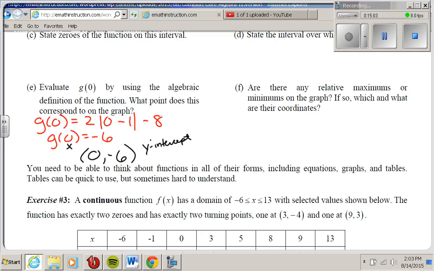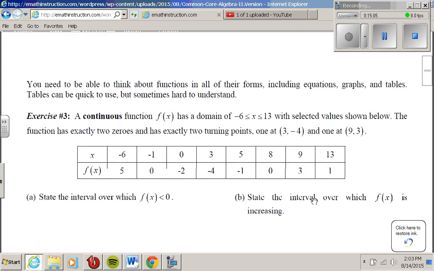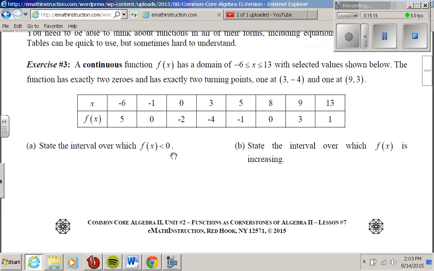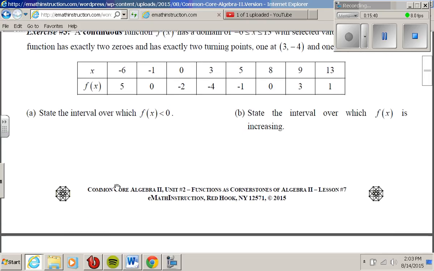We're almost done. I know this is a longer video tonight. Okay, so we also have to be able to look at functions in a tabular form as well, so that you need to be comfortable with this too. This function is a continuous function, which means there's no holes in it, there's no jumps, it's fluid in nature. On the interval from -6 to 13, that's my domain, with selected values shown below. Function has exactly 2 zeros, which means that's where it crosses the x-axis, and has exactly 2 turning points, which means it's going to have a maximum and a minimum. One at 3 and -4, and one at 9, 3. This is a polynomial function.